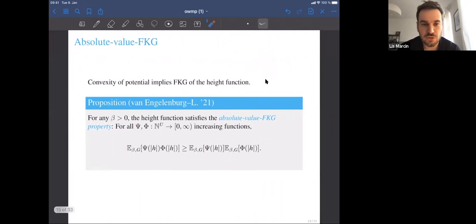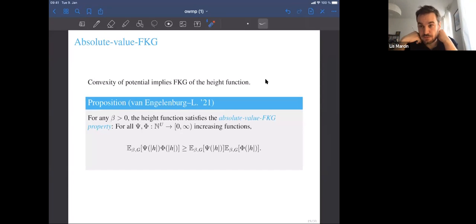And then it is also known that if you have this convexity of the potential, then your height function is FKG, which means that it is positively associated. Intuitively it means that if you know that the height function has a high value somewhere, and you condition on that information, it becomes more likely that it's also high somewhere else. So this is one thing that we know.